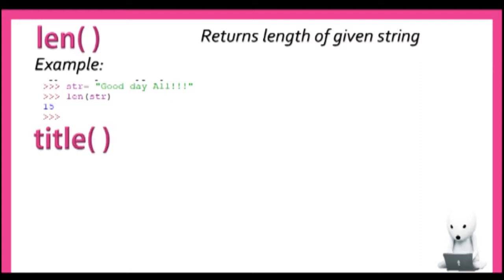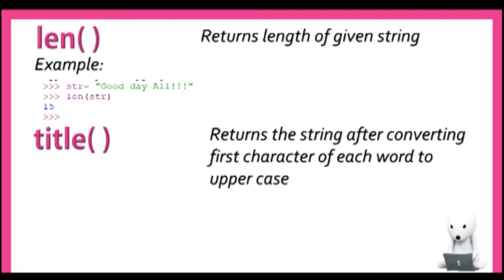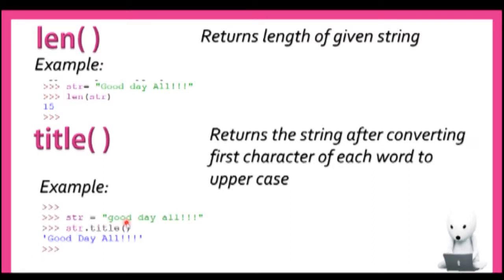Next is title. Title will return the string after converting the first character of each word to uppercase. For example, if I store str as "good day all", G, D and A are small letters. So if I use str.title, it will return "Good Day All" after capitalizing G, D and A.